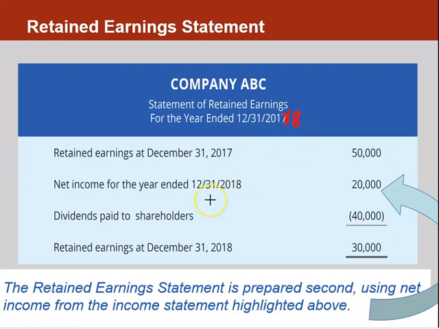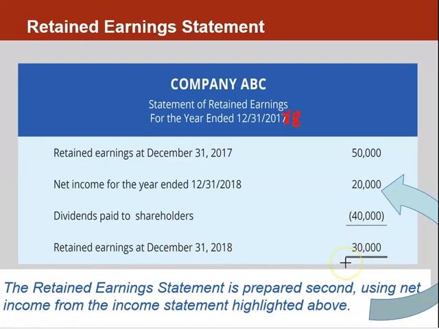So while we were on this slide, let's just change that to an 8. That should say for the year ended 2018 or December 31st. So we have our beginning retained earnings, which was last year's ending retained earnings of $50,000. Then we add to that net income for the year. And this is why the income statement must be done first, because we need this number. In this case, it was $20,000 for this company, ABC. Then we're going to subtract out all the dividends that we paid, and we have ending retained earnings of $30,000.